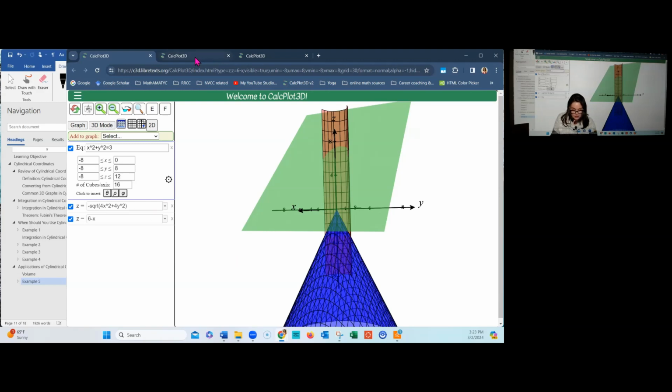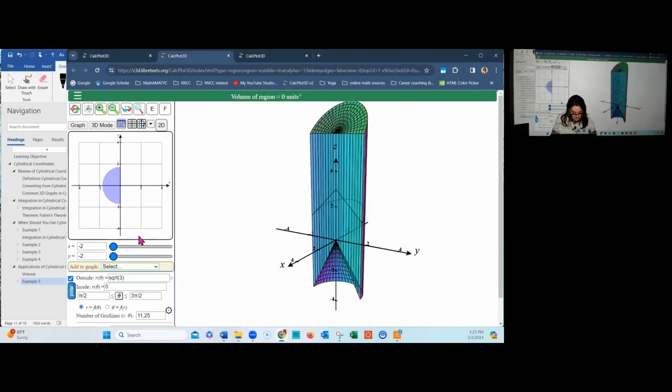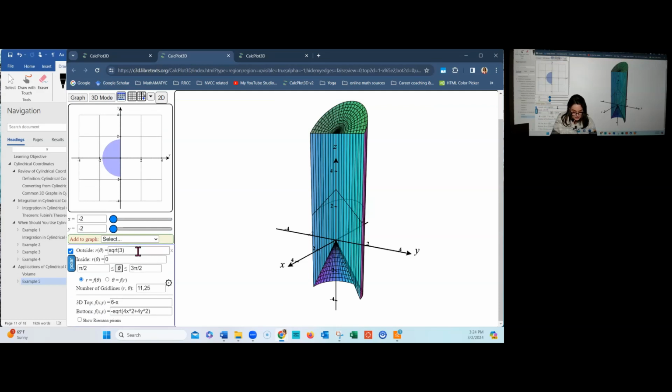Let's take a look at what it looks like with the restricted area. When we look at this one, we can see that we're varying r from 0 to the square root of 3, and we're varying theta from pi over 2 to 3 pi over 2. This gives us only x values that are less than or equal to 0. This means that we are integrating across quadrants 2 and 3. That's where x is less than or equal to 0.